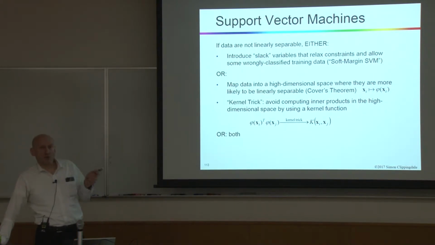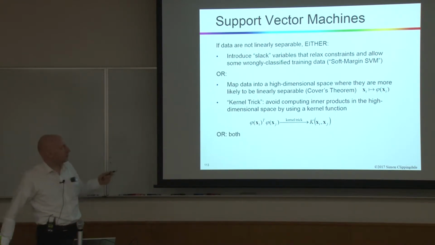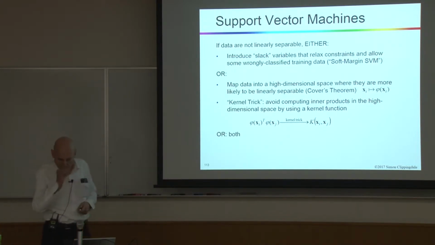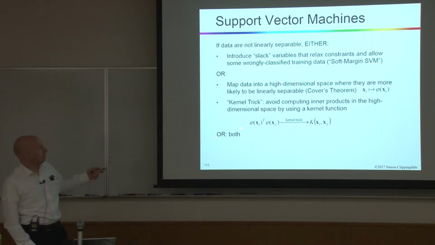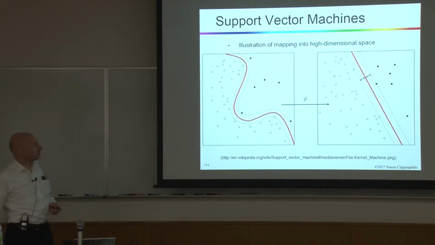The trick to avoiding having to do all these inner product calculations in a high-dimensional space, which could be very expensive, is called the kernel trick, whereby you replace this inner product of potentially high-dimensional or even infinite-dimensional vectors with a kernel function. There are several kernels that are commonly used. You can also combine these and do both. So here's what that looks like.